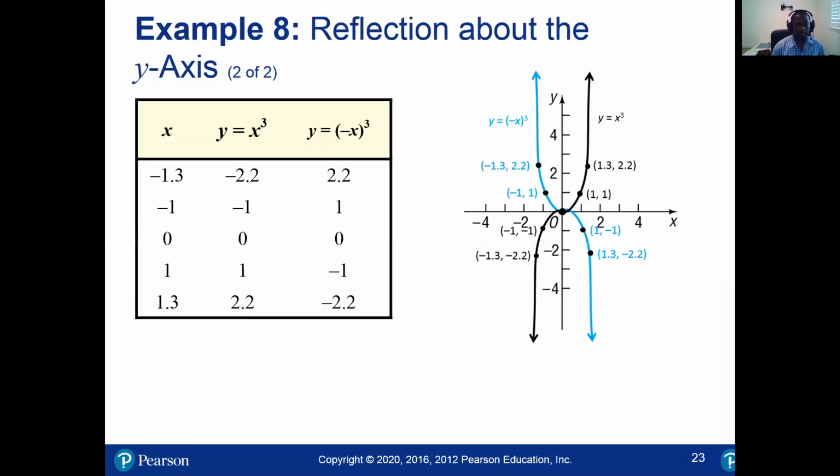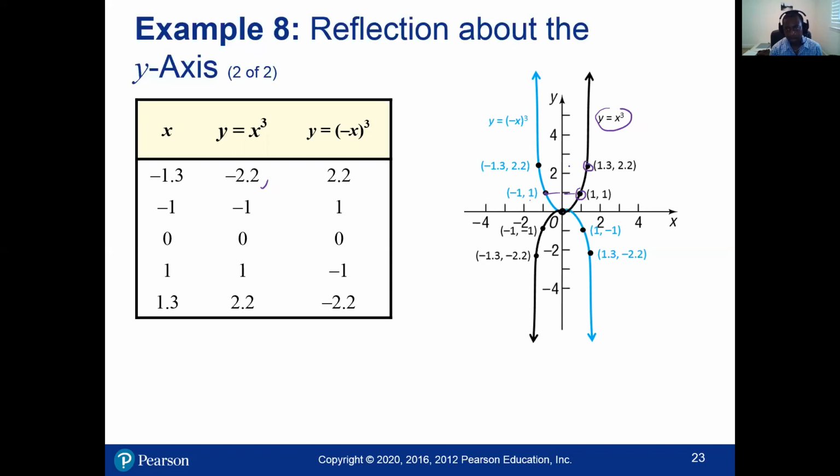Here we pick some points and values, and then we evaluate. Say if x is negative 1.3, if I cube it, I get this point. So again, the black graph is the cubic function. If you want to reflect it in the y-axis, the origin is the same. So take this point; if you reflect it, it goes to the other side. So it becomes negative 1, 1.